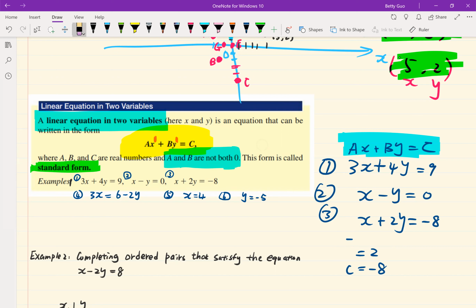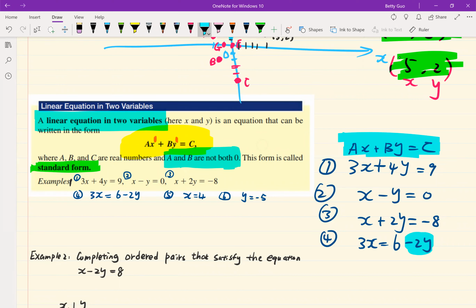Number 4, 3x equals 6 minus 2y. Well, this equation is not in the standard form because in the standard form, both variables are on the left. On the right, we only have the constant term. Number 4, at least, is not in the standard form, right? Let's see if we can rewrite the equation in the standard form.